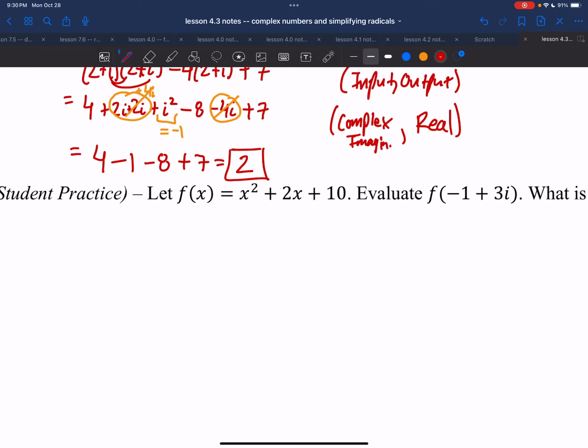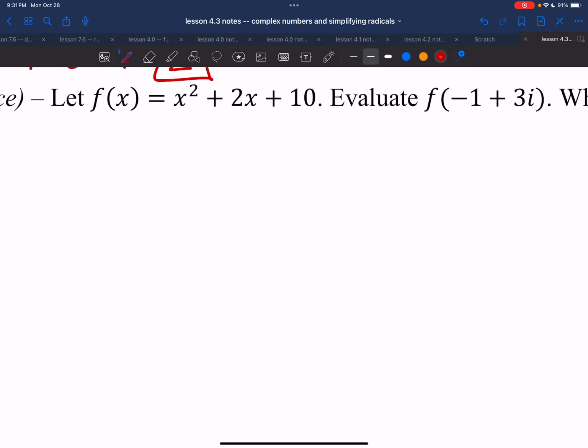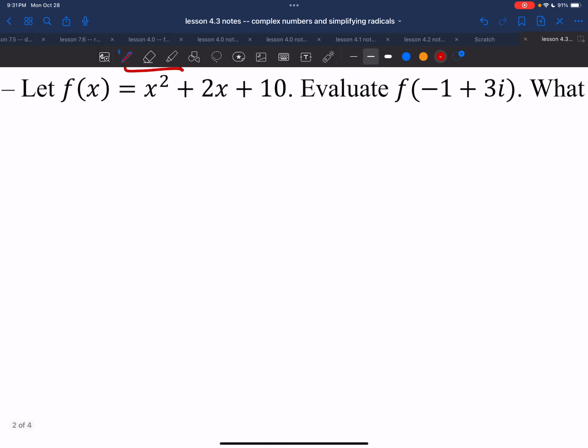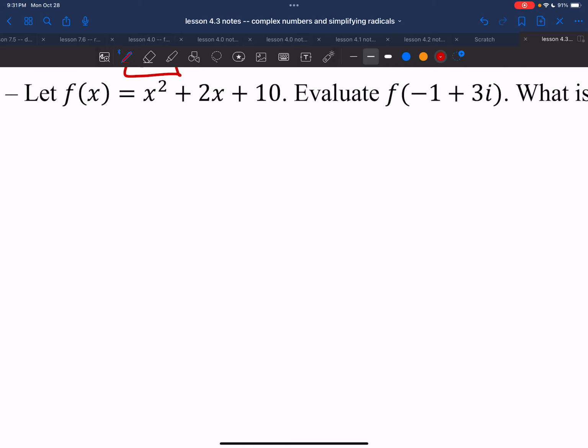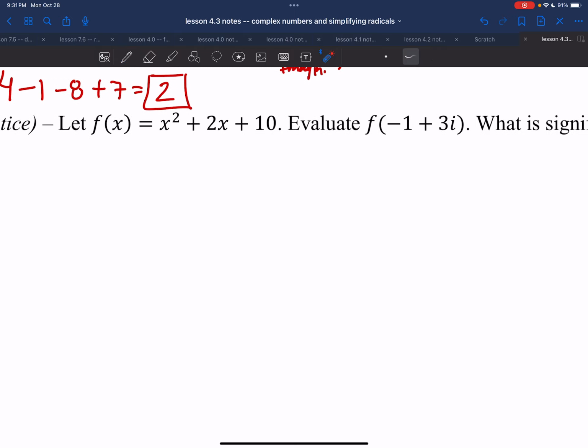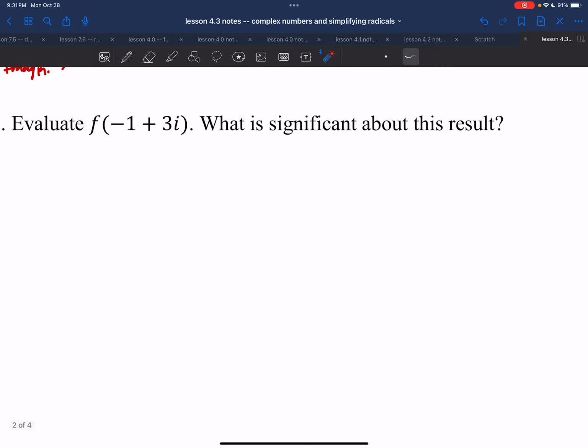It's real. I'd encourage you, if this is the first time you're watching this lesson, to pause the video and try this one for yourself right now. It's basically the thing we just did, evaluating f of negative 1 plus 3i. But especially if you're treating this like a real lesson, go ahead and do that. And then answer, what is significant about that result that you got? Really think about it. What is significant about whatever answer you end up getting? And then I'll talk about it.